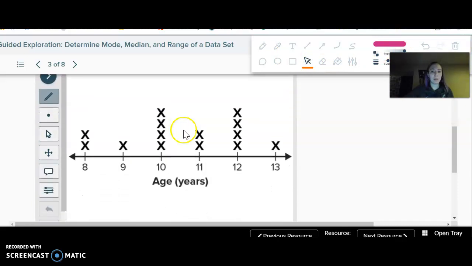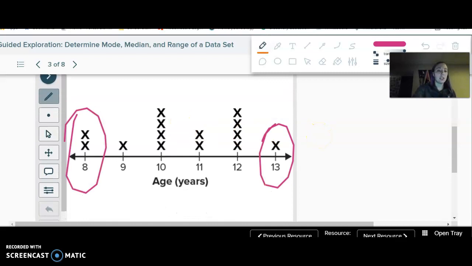So then we can see, okay, the biggest is 13, the least is 8. So if we do 13 minus 8, then our range is 5.